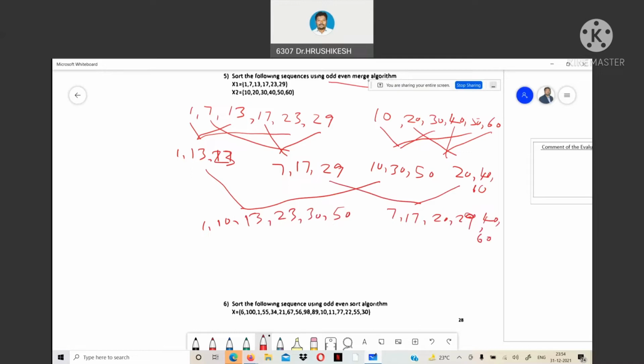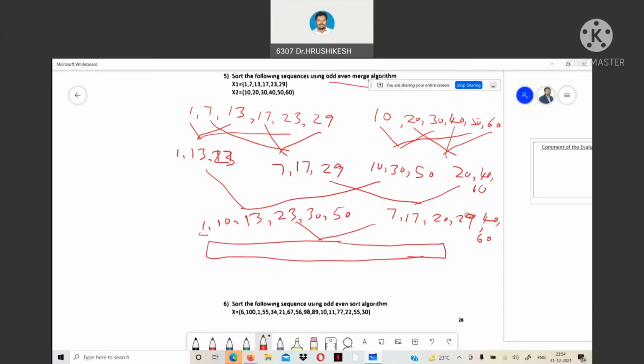Okay, so now we are going to form as one group, but we are not guaranteeing all the elements are in certain order. We need to re-verify after forming one list.